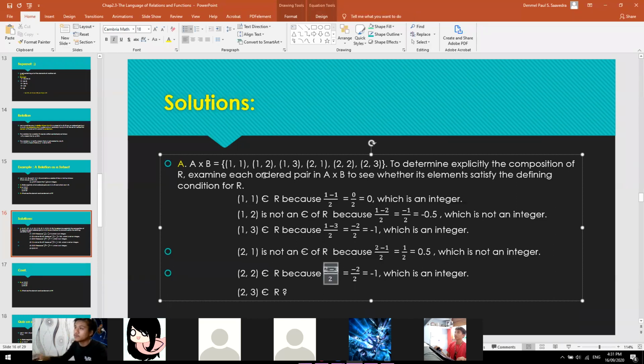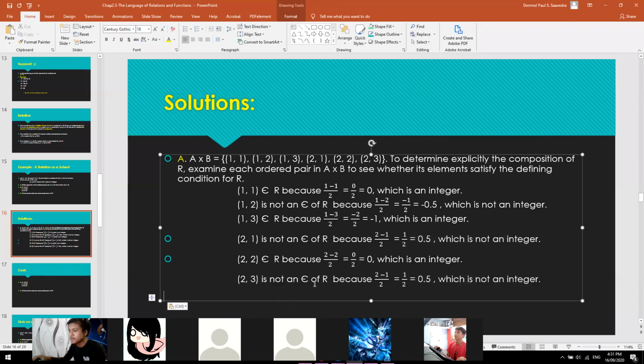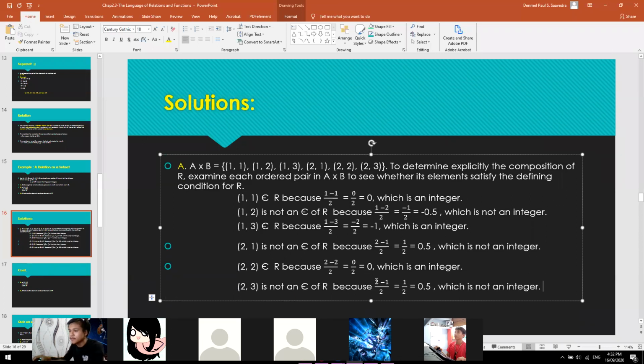So 2, 2. 2 minus 2 is 0, divided by 2 is 0, which is an integer. Okay, how about the last one? Is 2, 3 an element of the relation? No, sir. This is not in relation since we'll get a result of negative 1 half.